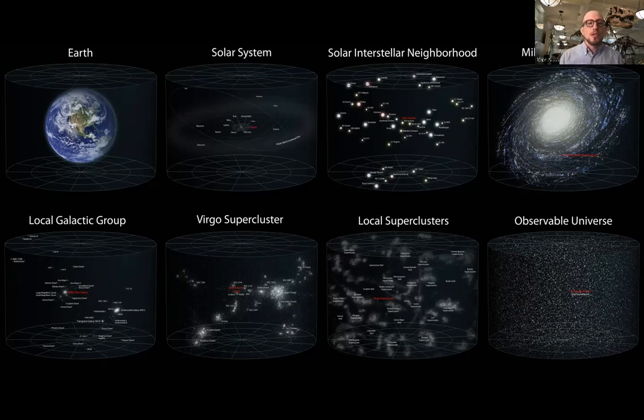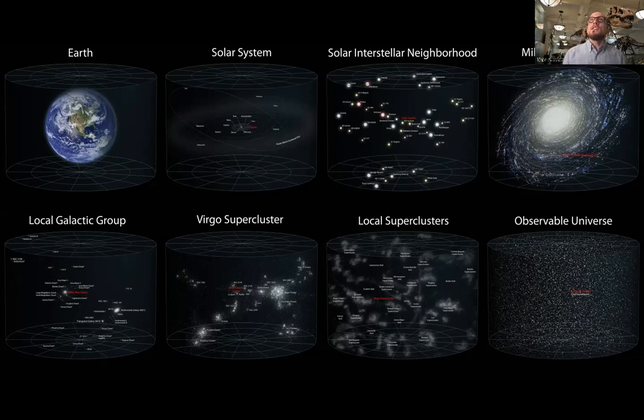And you can see that there's a local neighborhood of galaxies, just like there was a local neighborhood of stars. That's a local neighborhood of galaxies called the local galactic group down on the lower left. But that's not all that exists in our reality, in our universe. As we zoom out, we can see that that local galactic group is just a tiny outpost in a giant cluster of galaxies that contains thousands of galaxies.